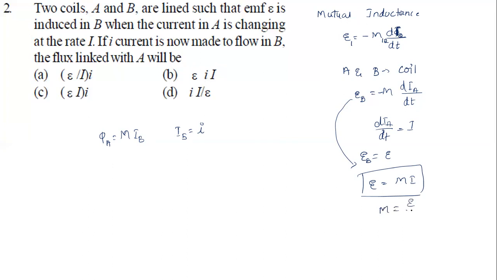M equal to what now? E by I. Can I use that here now? Then flux phi A equal to M, which is E by I, into small i. So where is the option? E by I into small i. Okay, first option is the right answer.